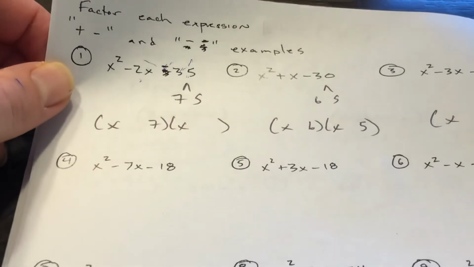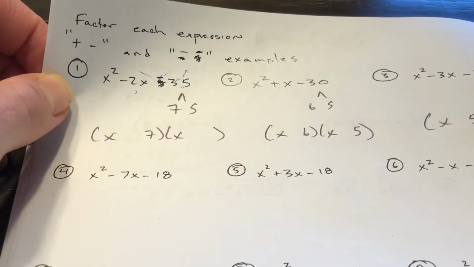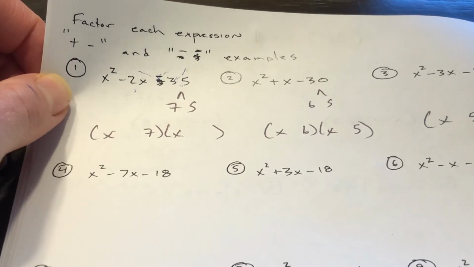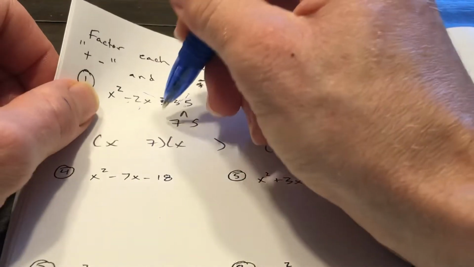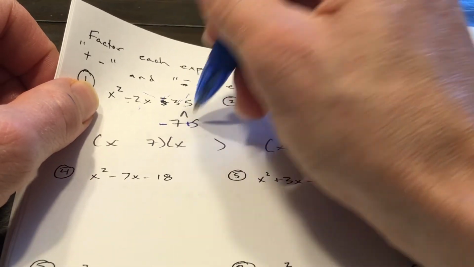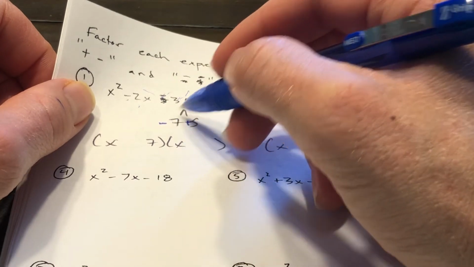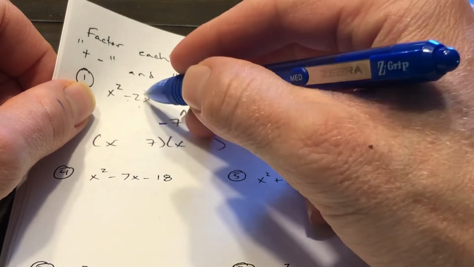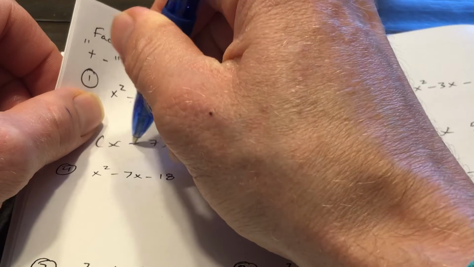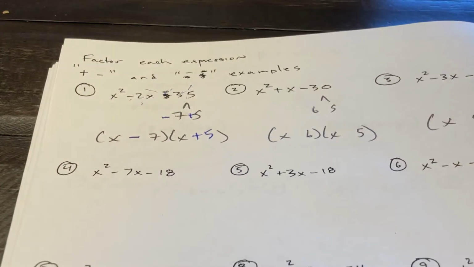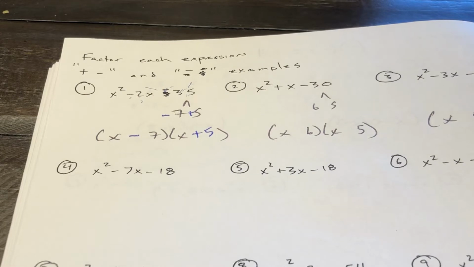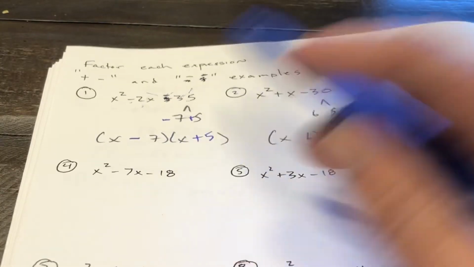Now, one of them is going to be positive and one of them is going to be negative. That's how you get a negative product. So the middle term is negative, so my bigger factor, 7, has to be negative. Negative 7 plus a positive 5 gives me a negative 2. So here it's very important that the 7 is negative and the 5 is positive. All right, if I were to FOIL that out, that's exactly what I would get.